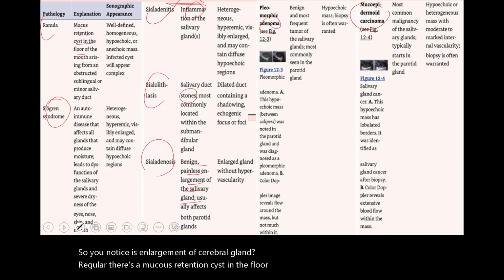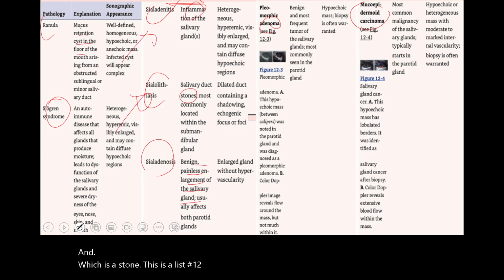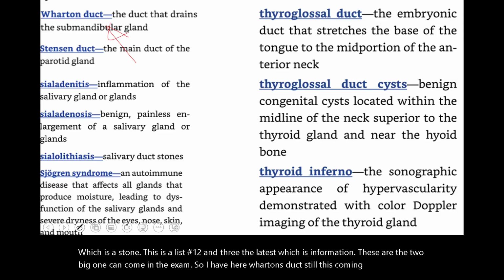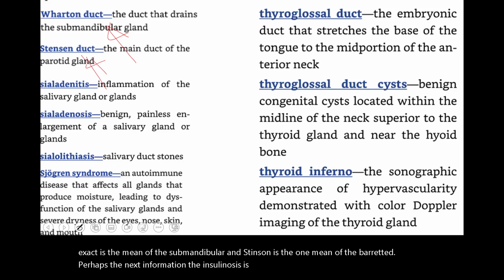So you just focus on sialolithiasis, which is the stone. This is the most important one, and sialadenitis, which is inflammation. These are the two big ones that can come in the exam. So I have here Wharton's duct. Still, this comes in the exam. Wharton's duct is the main duct of the submandibular, and Stenson is the main duct of the parotid. We have sialadenitis, inflammation, and sialadenosis, benign enlargement. Sialolithiasis is stone. Sjogren syndrome, autoimmune disease.